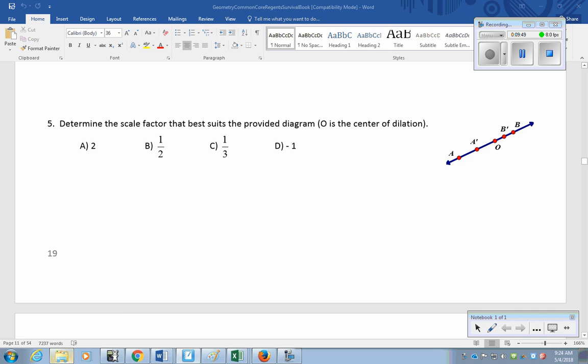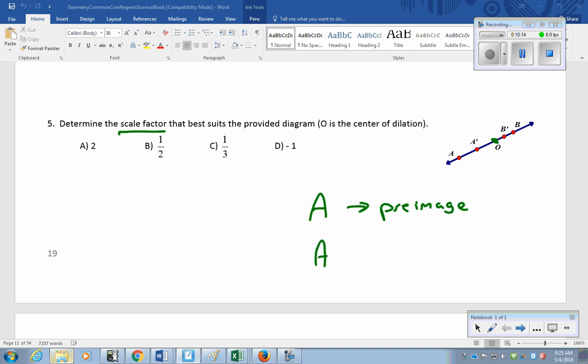It's a multiple choice. So they have O as a center of dilation. So here's our center of dilation right here. And they're asking us what scale factor would best suit the diagram. So when you're trying to determine a scale factor, what you want to think about is the pre-image. So A would be considered a pre-image. It's the starting point. And then A prime is considered the image. And that would be your final point after some sort of transformation was completed.